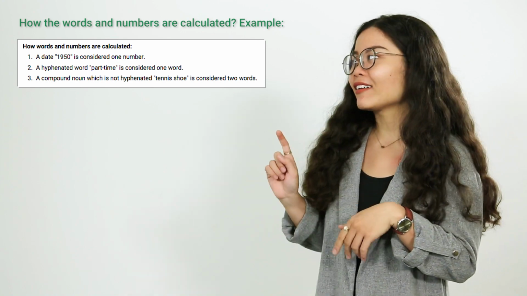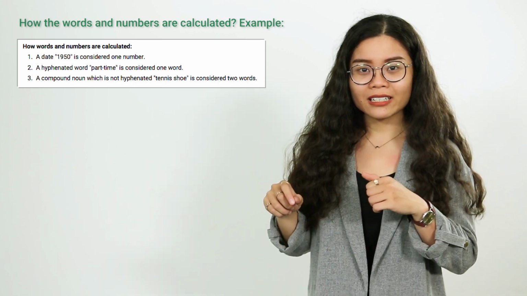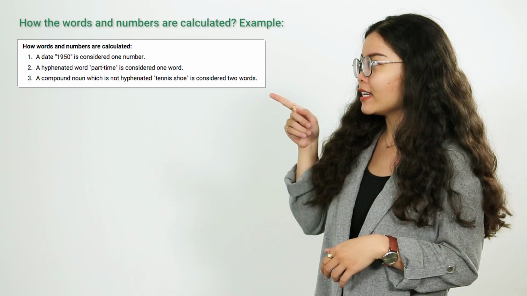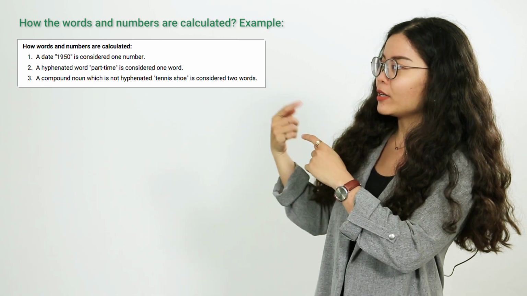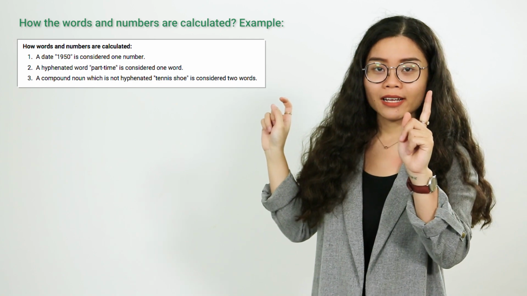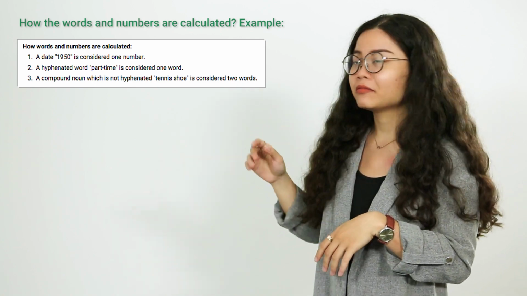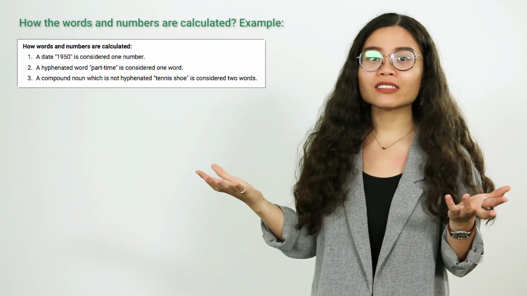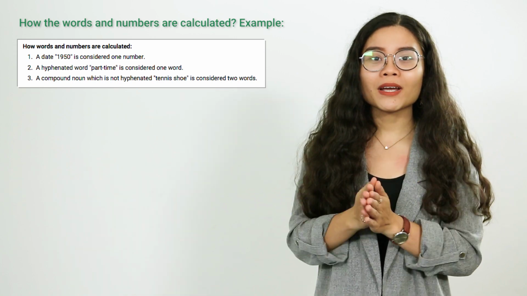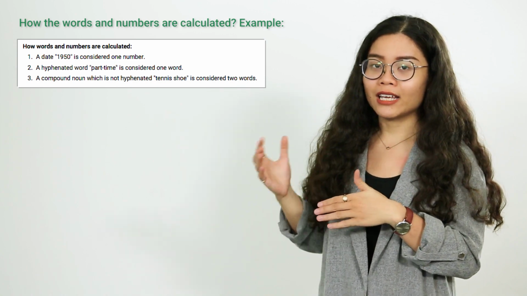So first of all, I have a date, 1950. It is considered as a number. And a hyphenated word, you can see there's a hyphen between 2 words, part-time. It is considered as 1 word. And a compound noun, which is not hyphenated, tennis shoes. Definitely it is 2 words. So pay close attention to how you write the words in the answer sheet.